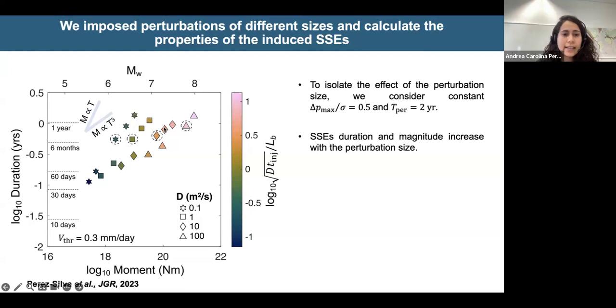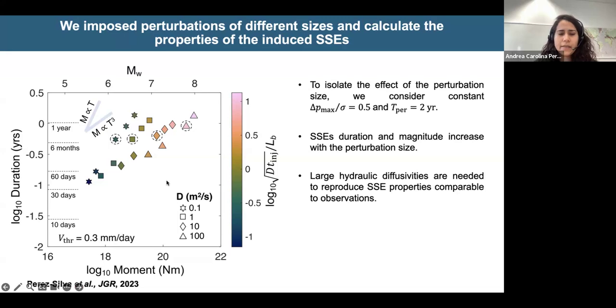So we can see that SSEs of long durations and large magnitudes are induced by these types of perturbations. They could range from months to years, and also magnitudes from 5.5 to even magnitude 8. And it's interesting to note that when we increase the size of this perturbation, we also increase the magnitude and the duration of the induced SSEs.